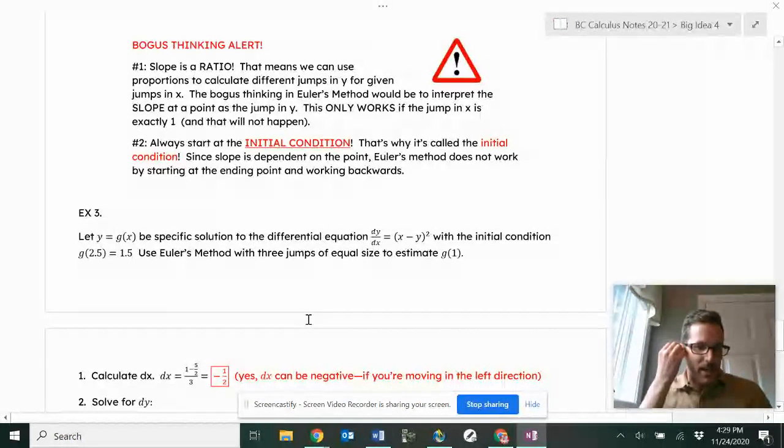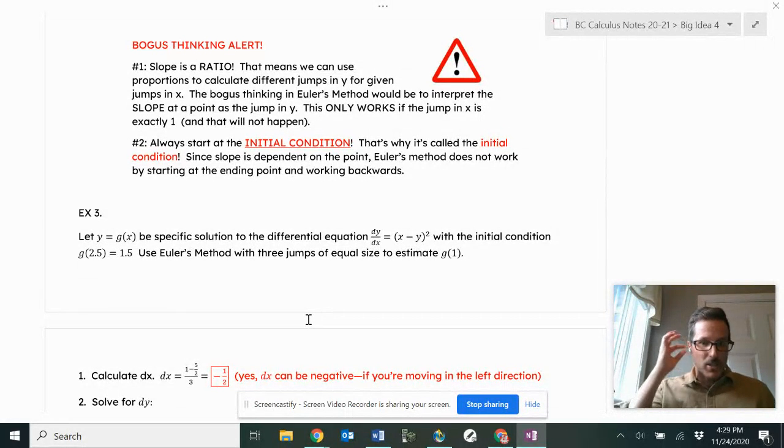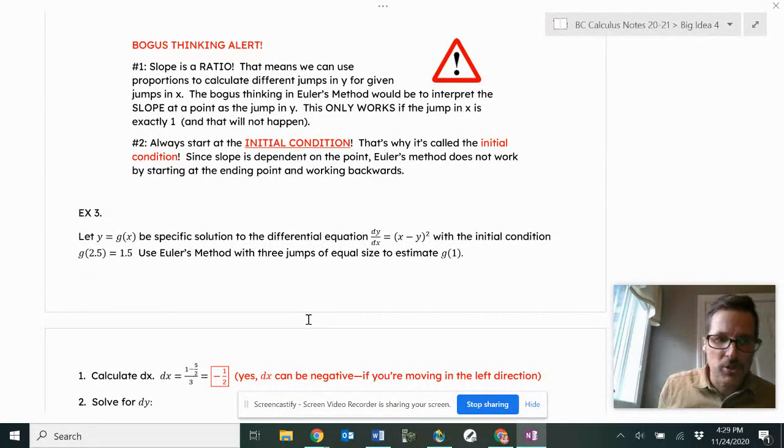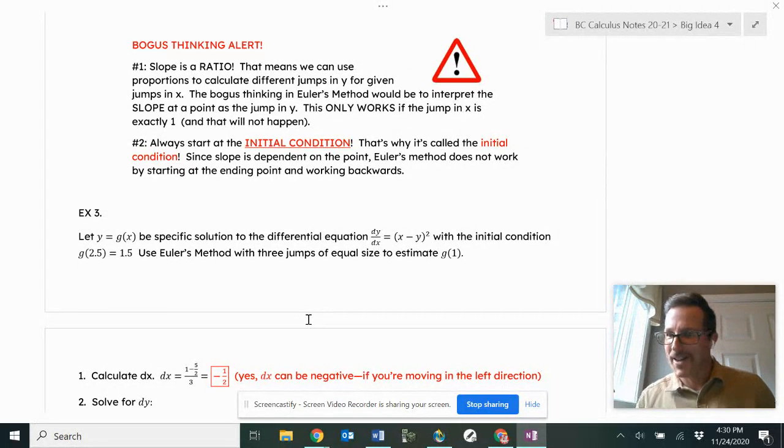y is equal to g(x). g(x) is the specific solution to the differential equation dy/dx equals that mess, with an initial condition of g(2.5) is 1.5. Interesting. Use Euler's method with 3 jumps of equal size to estimate g(1). Oh, one more jump than the other ones.